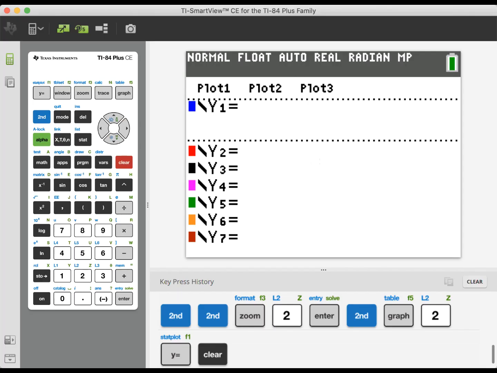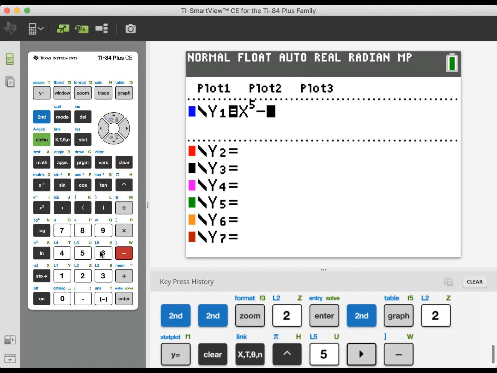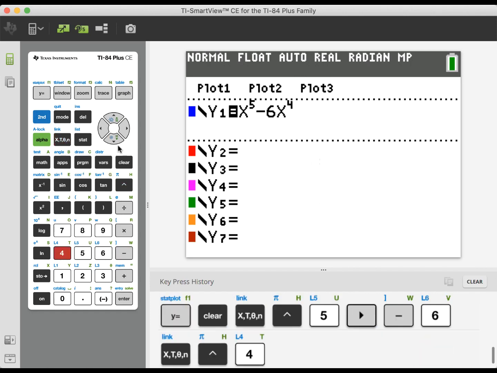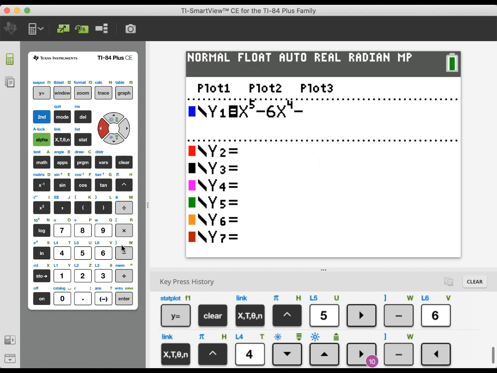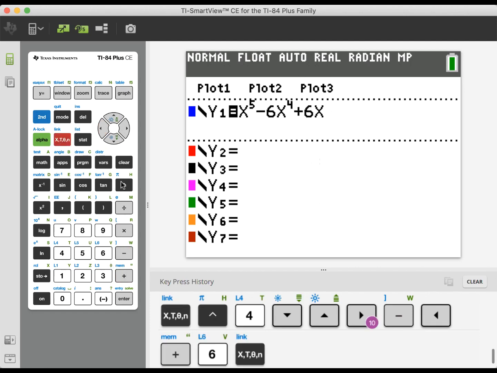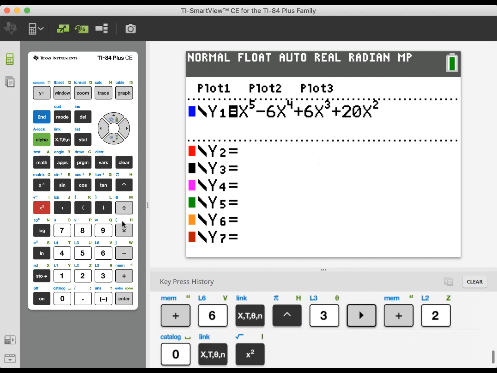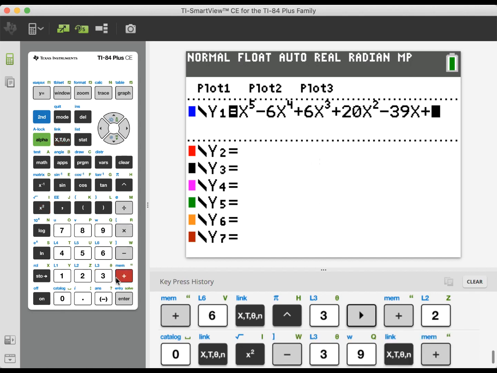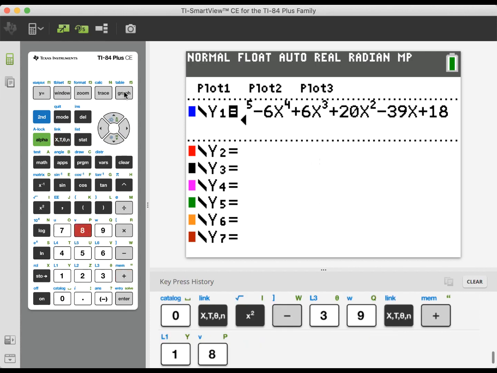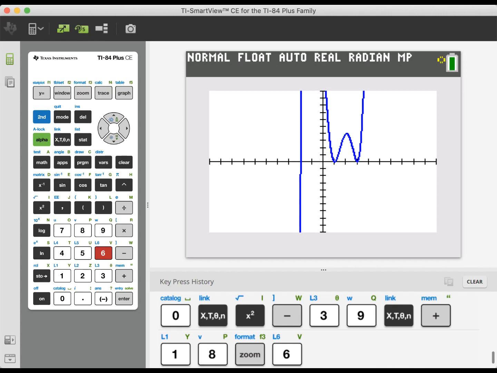Okay, welcome to the calculator. Let's go ahead and type this in. X to the fifth minus 6x to the fourth plus 6x cubed plus 20x squared minus 39x plus 18. And then graph it on the standard window. And there we go.